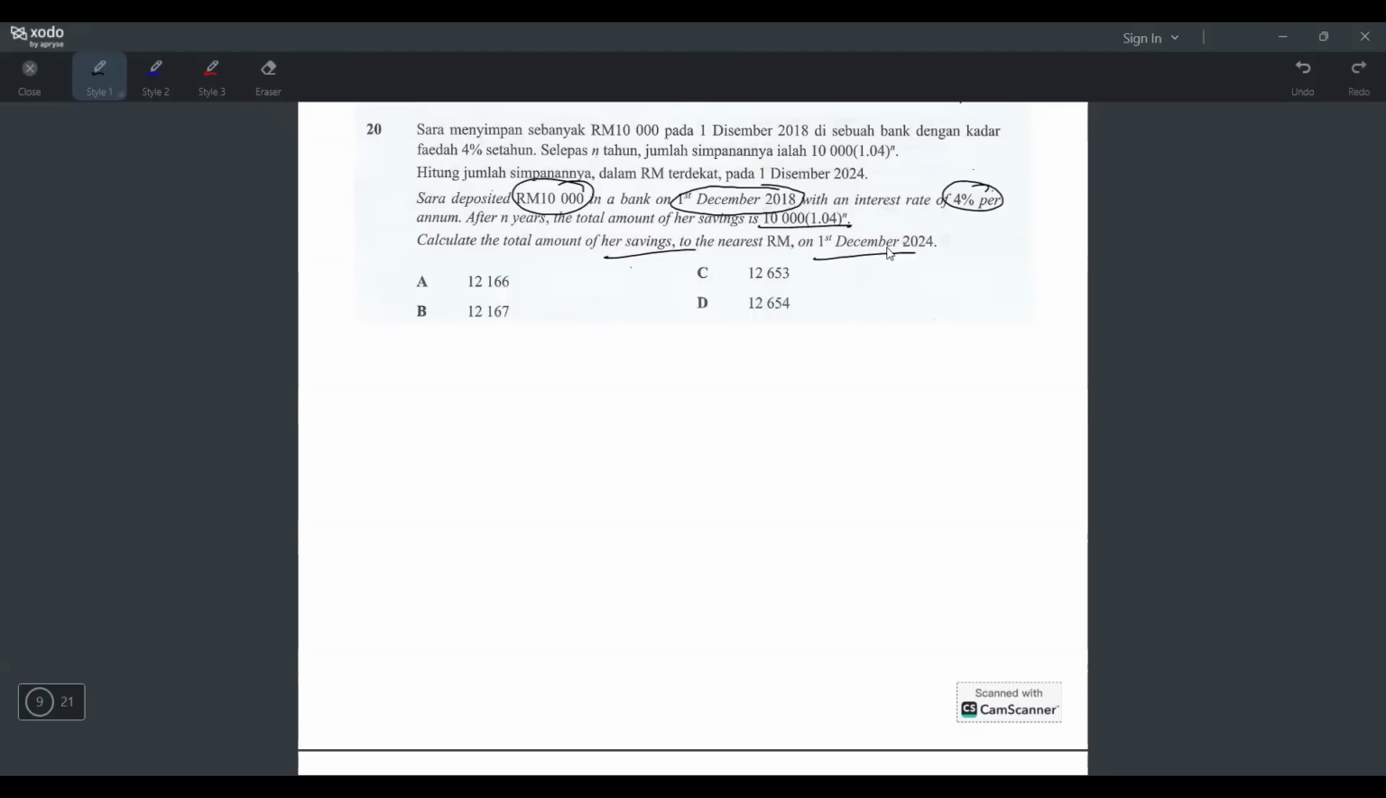It wants to find the total amount of savings. First, you have to calculate the. Okay, what is 10,000? The P. Okay, 10,000 is the P. What is P? P is the principal, or the starting amount. Okay, you start with this amount. And they say the interest rate is 4% per annum. So the R rate is 4 divided by 100, 0.04. Okay, and the T will be what? So for how many years? 1st December 2018 until 1st December 2024. It means how many years have passed?